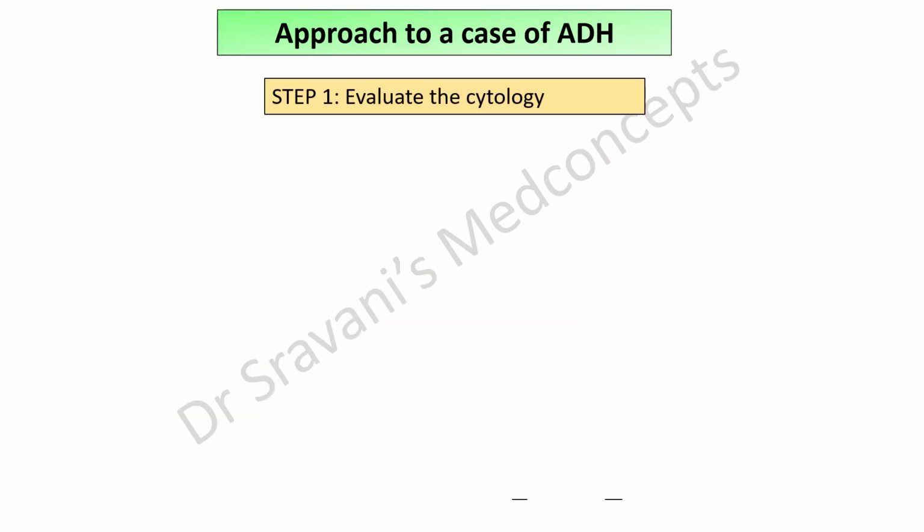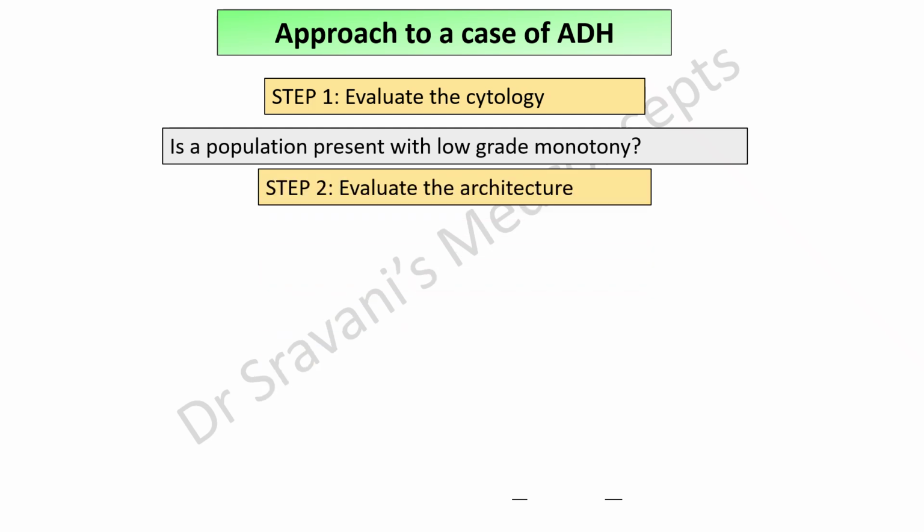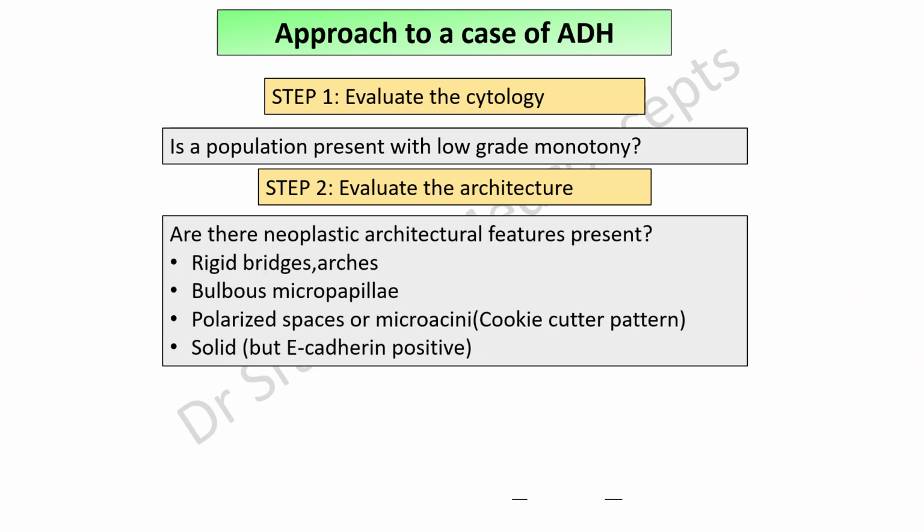Step 1 is you evaluate the cytology, whether the population of cells is following low-grade monotony. If they are following a polymorphous population, it goes in favor of usual ductal hyperplasia. Step 2 is evaluate the architecture. If they are a monotonous population, what architectural patterns are you able to see? Rigid bridges or arches, bulbous micropapillae, polarized spaces or microacini giving cookie cutter pattern, or solid. But if it is a solid pattern, you should evaluate E-cadherin. If E-cadherin is positive, it means that it is ADH. If E-cadherin is negative, it means that it is atypical lobular hyperplasia.